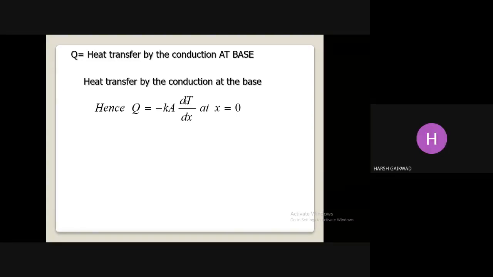So, d theta by dx. Hello, please tell your name and tell me the answer. Please tell the name and then proceed with the answer. My name is Harsh. Sir, is it d theta by dx? Harsh Gaikwad. Yeah, very good, very good. You won 500 rupees.